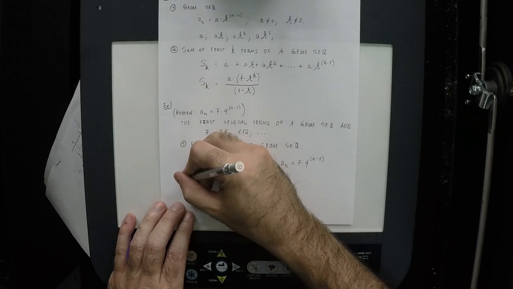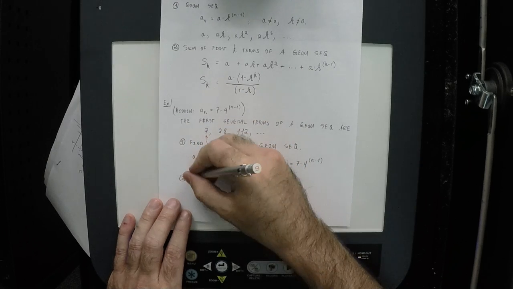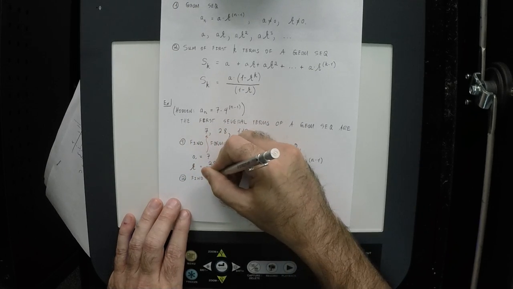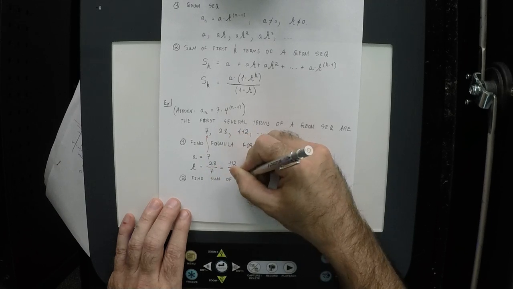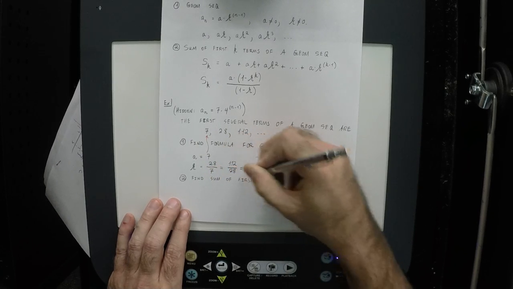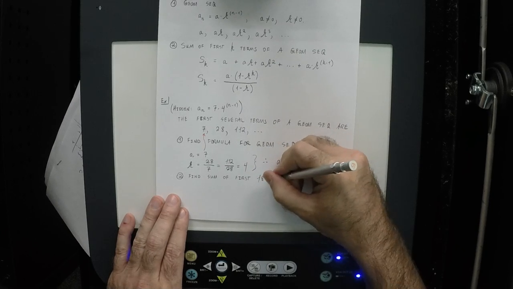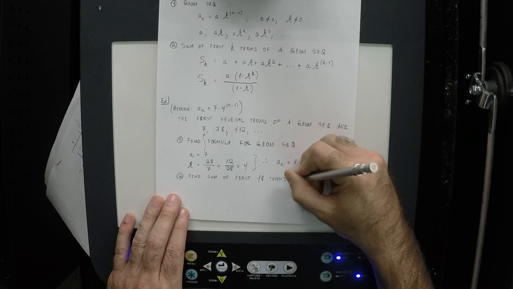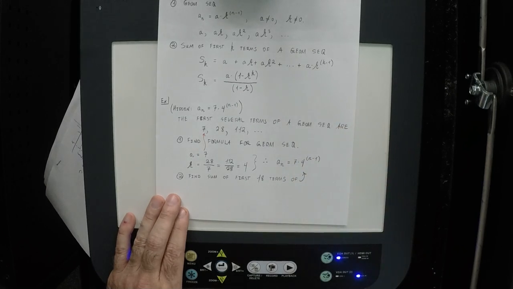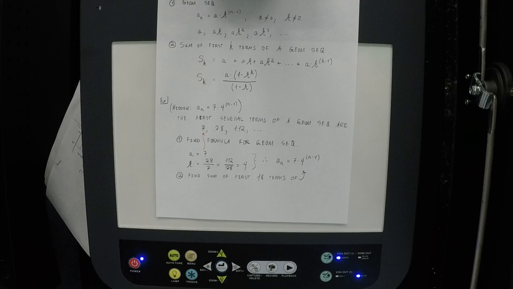Okay, then the next question I could ask is, how about find the sum of the first 18 terms of that geometric sequence. I'm sorry? Yeah. So would that be like 7 times 1 minus 4 to the power of 18 over 1 minus 4?